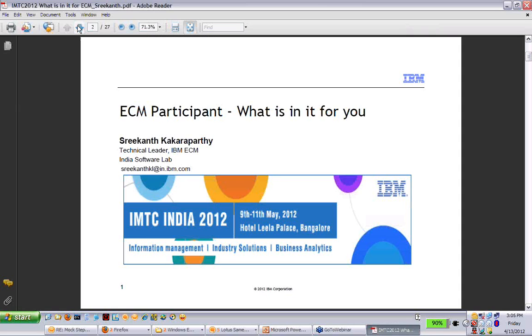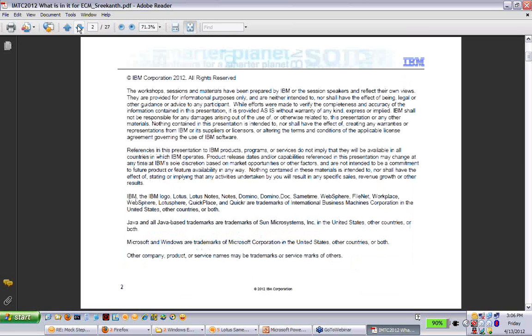Moving to the next slide. This is the copyright and caveat information, which essentially says that all statements regarding IBM's plans, directions, and intent are subject to change. Information regarding potential future products is intended to outline our general product direction, and it should not be relied on in making any purchase decision.